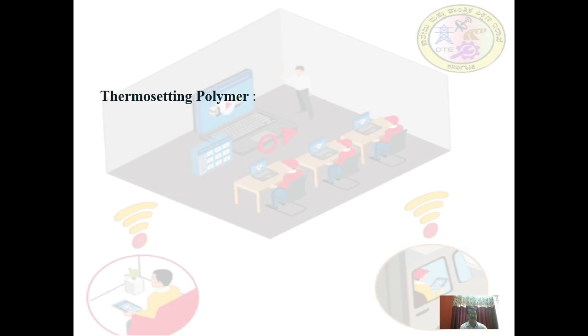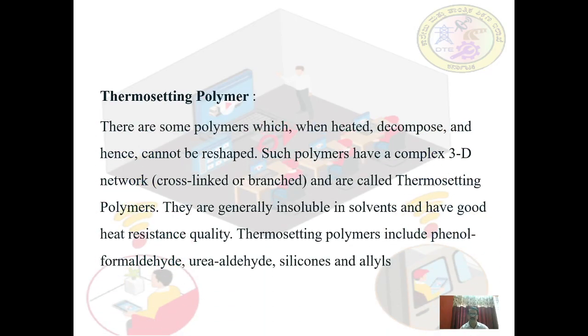Thermosetting polymers are those which, when heated, decompose and hence cannot be reshaped. Such polymers have a complex 3D network that is cross-linked or branch-linked, and are called thermosetting polymers. They are generally insoluble in solvent and have good heat resistance quality. Thermosetting polymers include phenol formaldehyde, urea formaldehyde, silicon, and allyls.